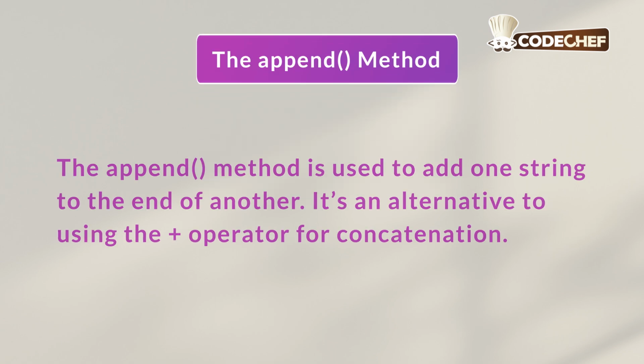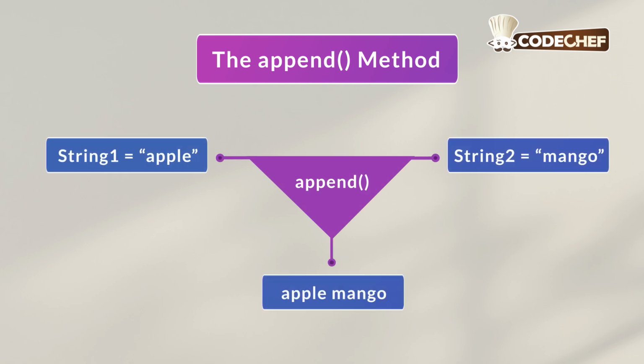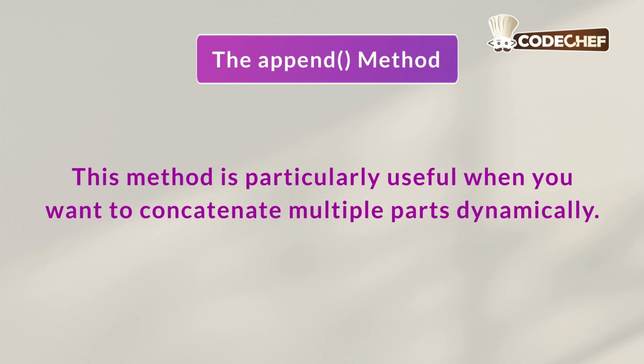The append method is used to add one string to the end of another. It's an alternative to using the plus operator for concatenation. Basically, the append method is used to join two strings together. Its syntax is string1.append(string2); So here string 2 will be added to string 1. We use this method particularly when we want to concatenate or join multiple strings together.